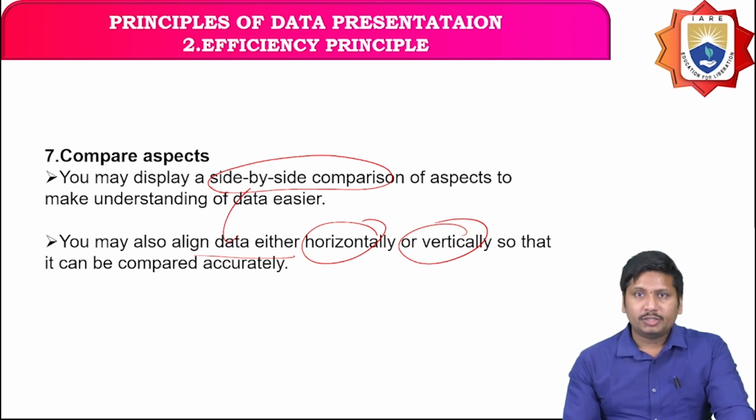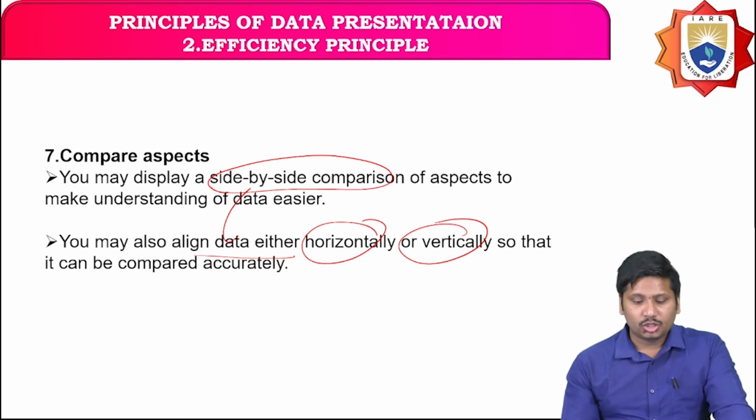And then compare aspects. The compare aspects also going to be good. Suppose I want to make a side by side comparison of the data, I can make the comparison either horizontally, or I can represent it vertically, so it may be compared very accurately.